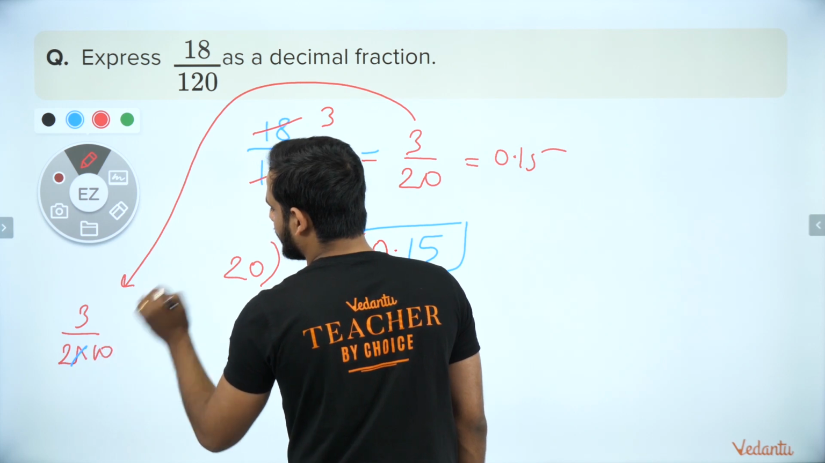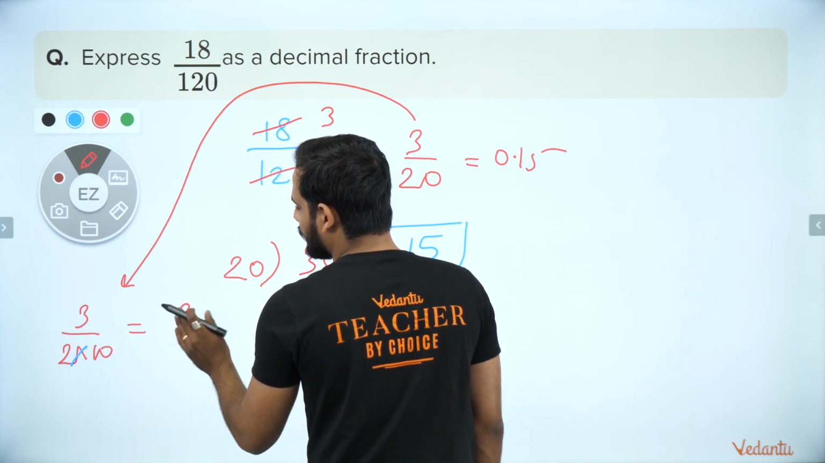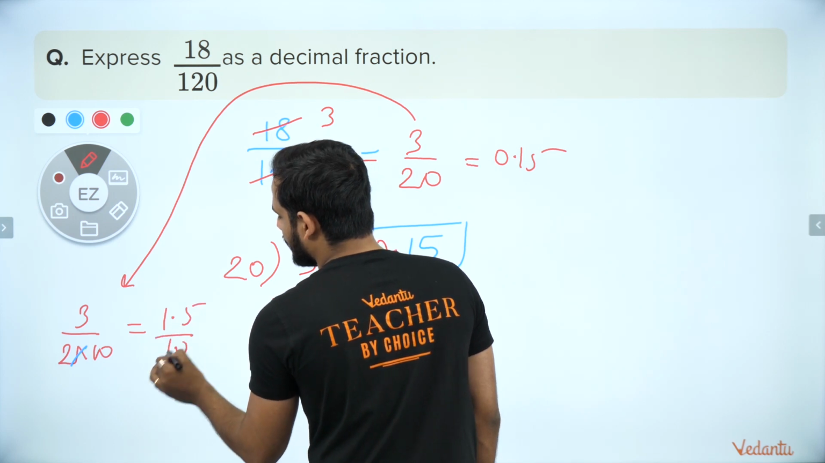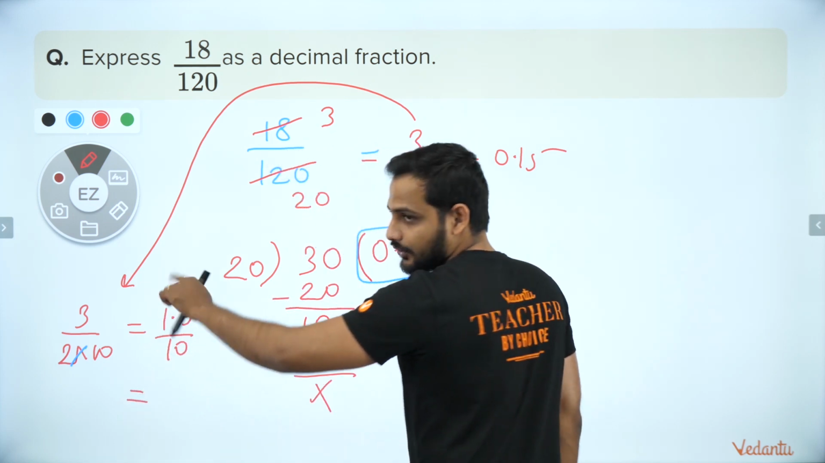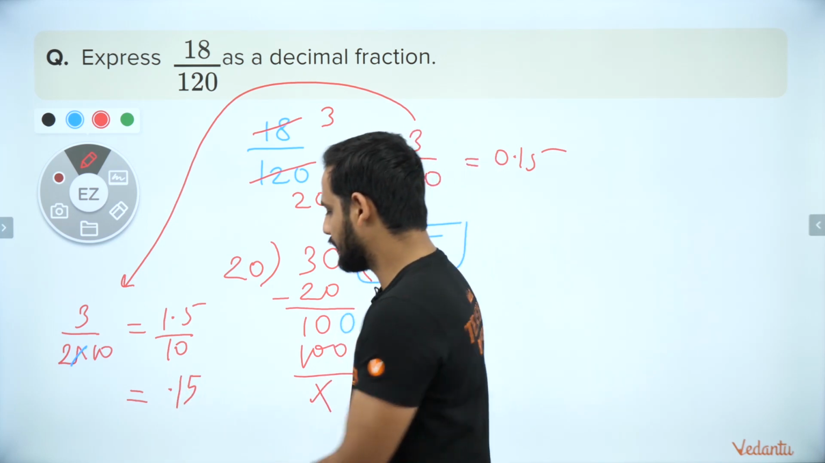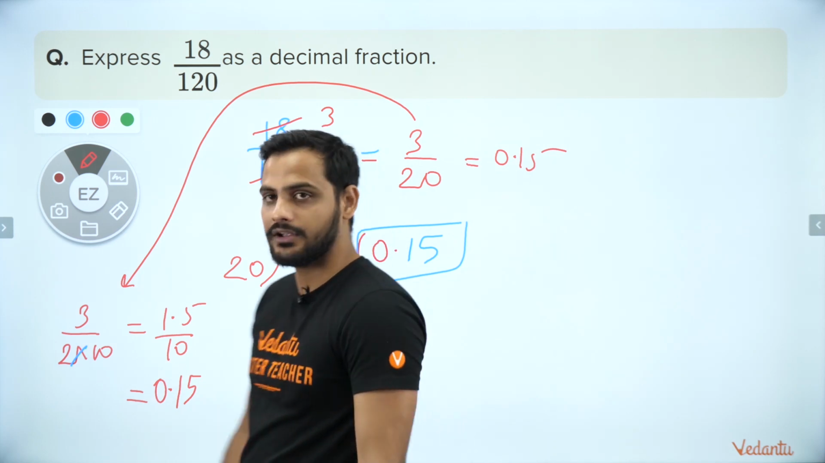20 you can write as 2 into 10. So now you will be getting 3 by 2, I know, is 1.5 divided by 10, that is, shift the decimal one more place to the left, so you will be getting 0.15. So by both the ways you will get the same answer. Anyway, you can do it.